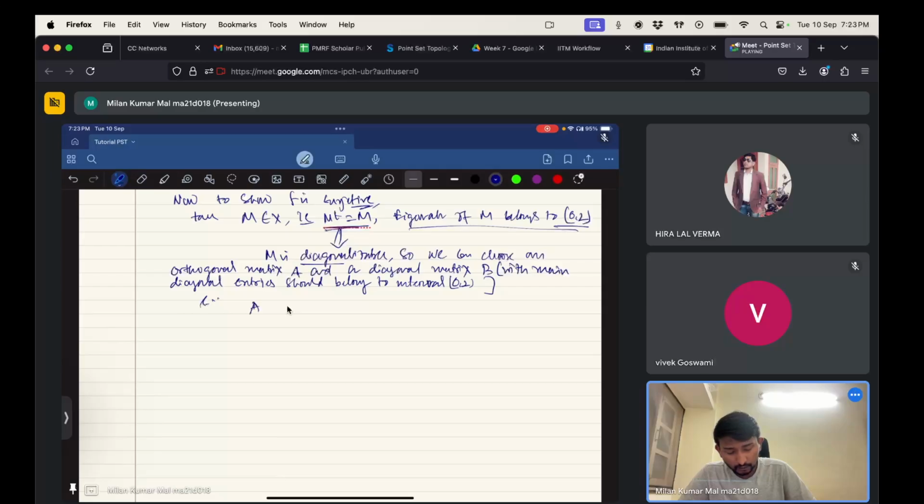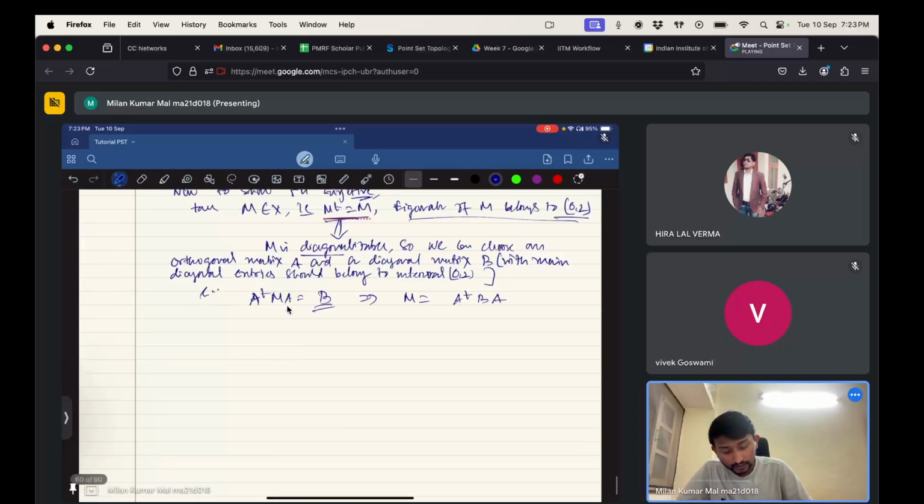B A transpose M A is equal to D. This is the diagonal matrix, and this diagonal matrix will contain the eigenvalues of M. But M is taken in such a way that its eigenvalues lie in the interval 0 to 2. So that means the eigenvalues of B should lie in the interval 0 to 2. So we can write M is equal to A transpose B A.